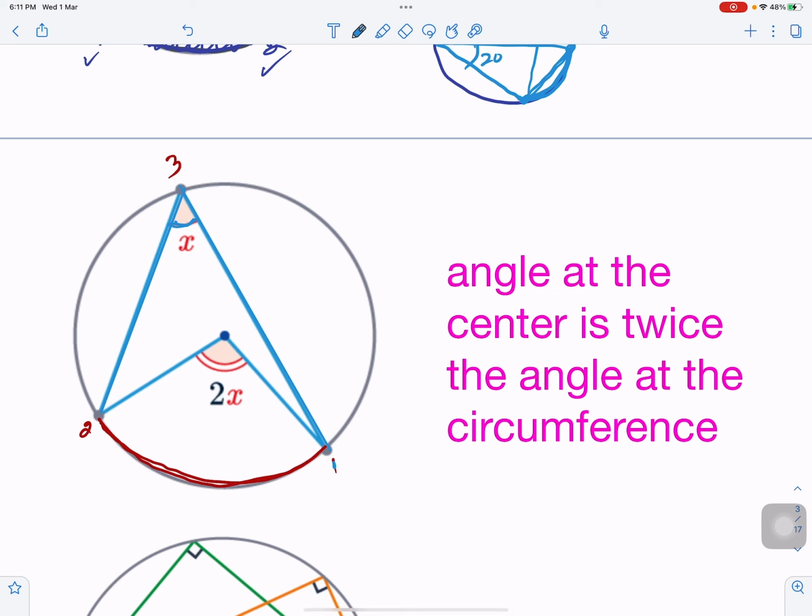From the same end of the arc, which is 1 and 2, I am making angle at the center of the circle. You can notice this, right? So this angle which is made at the center will be double of the angle made at the circumference. So if this is 40, then this will be 80. You get my point? So this is called angle at the center is twice angle at the circumference.